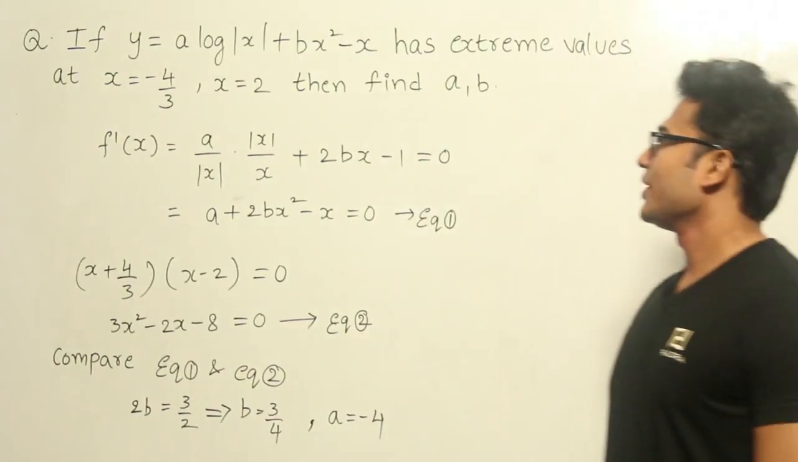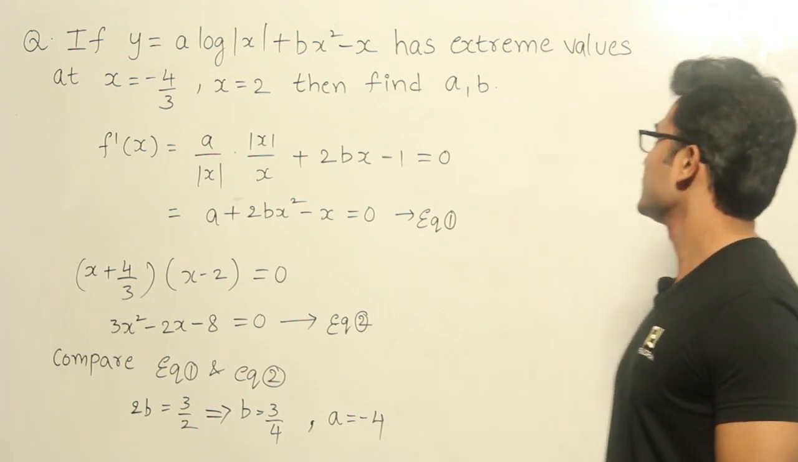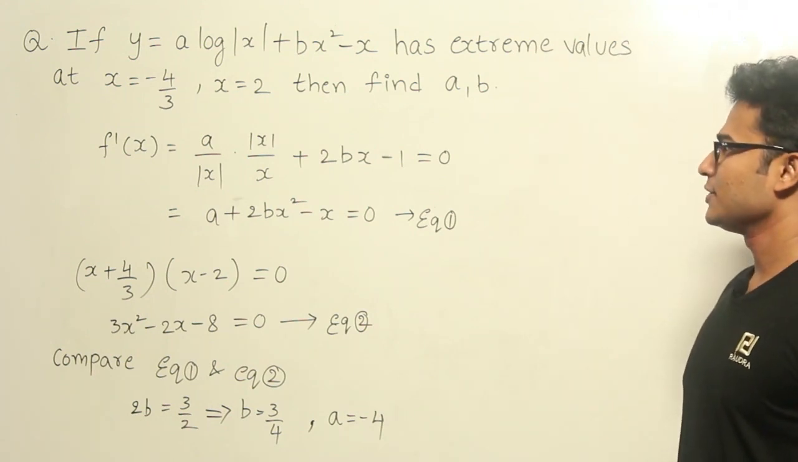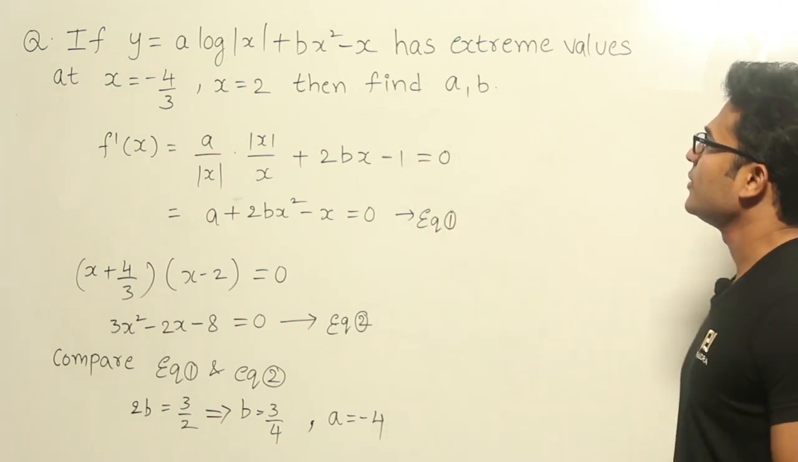Now let's see this question. If y equal to a log mod x plus bx square minus x has extreme values at x equal to minus 4 by 3 and x equal to 2, then what are the values of a and b?